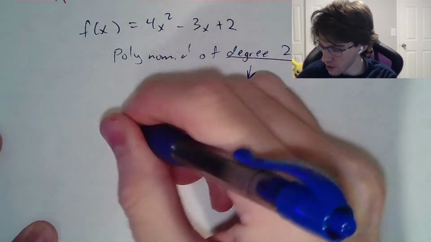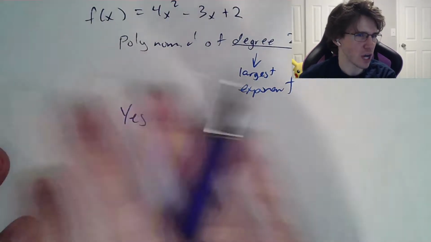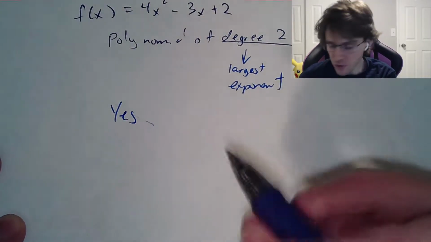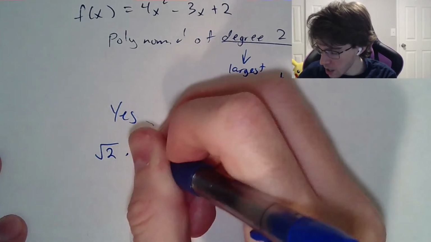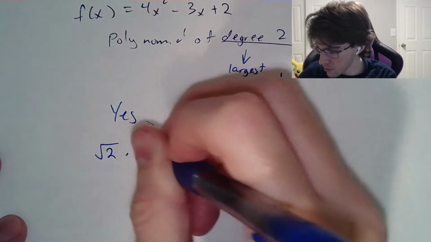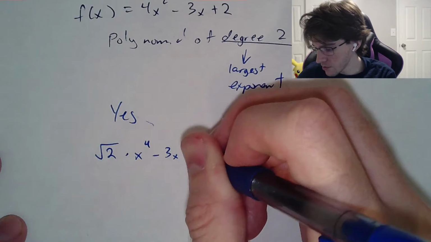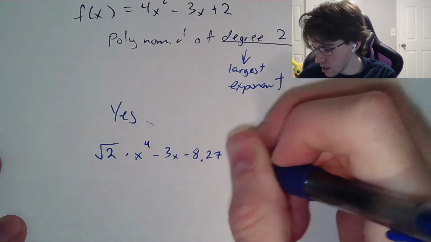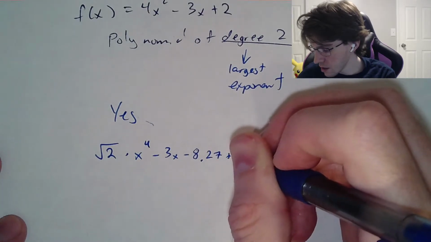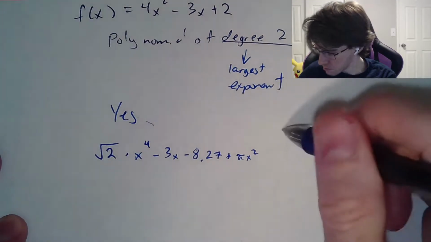So examples of yes polynomials. I'm going to ignore the f of x, but all these should have basically an f of x in front of them. Examples of yes polynomials might be the square root of 2 multiplied by x to the 4th power minus 3x minus 8.27 plus pi x squared. That's a yes.